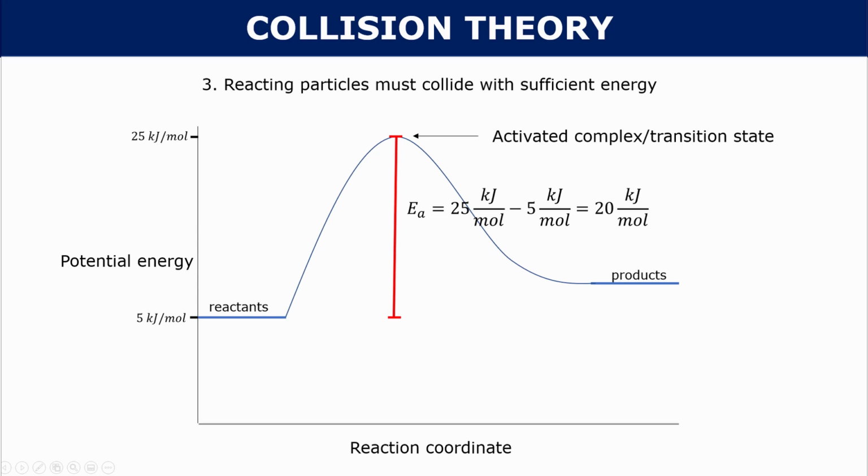So this number represents the threshold that reacting particles must collide with. If your reacting particles collide with more than 20 kilojoules of energy, they can actually form products. But if they have less than that amount of energy, they can't get over this potential energy maximum, and therefore they can never form your products. Think about riding a bicycle up this hill. There needs to be a threshold of energy that you must output in order to get past the hill. If you don't have that, you fall back down and you just can't form your products. So the reacting particles must collide with sufficient energy. It's what we call your EA, your activation energy.